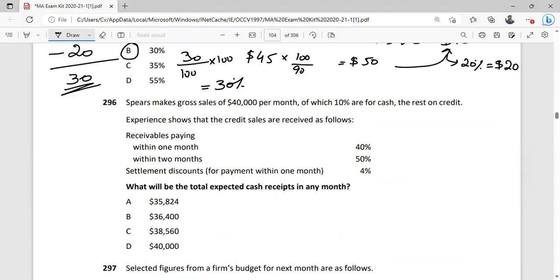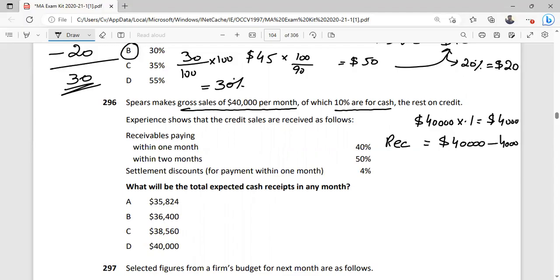Next we have gross sales of 40,000 per month. Same question, of which 10% is cash. So out of 40,000 we have received 10% cash, which means 4,000. So the receivables is what? Receivable is 40,000 minus 4,000, it's 36,000.